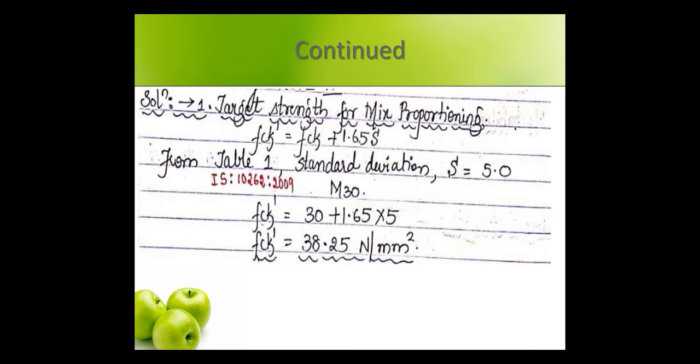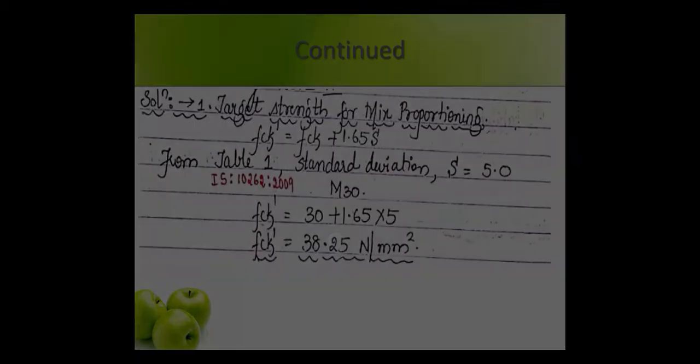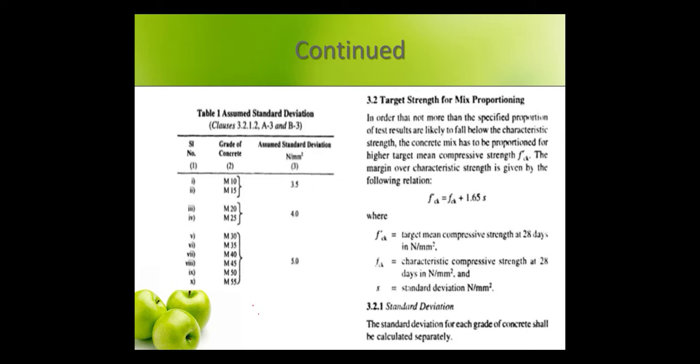To calculate that we are going to use the formula: fck dash is equal to fck plus 1.65 S, where S stands for standard deviation. This we will get from table 1 of your code book, assumed standard deviation. Depending upon the grade of concrete, for M10 and M15 it is 3.5, for 20 and 25 it is 4, for 30 to 55 it is 5.